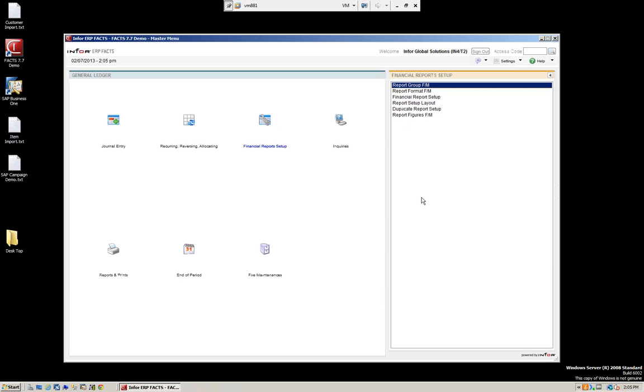So the first thing we talk about is the group setup. This program allows the user to establish and maintain report groups that determine what GL accounts appear on the GL financial reports. So in this case, taking the example of the two branches, we created one for branch 1, which is the Atlanta branch, and one for branch 2, which is the Dallas branch. We're going to click here.